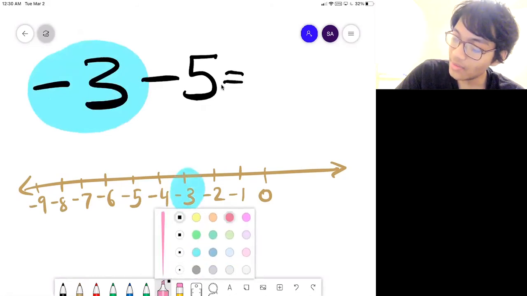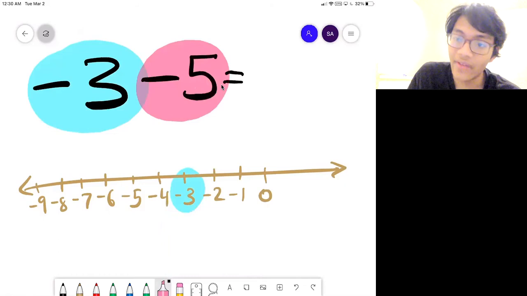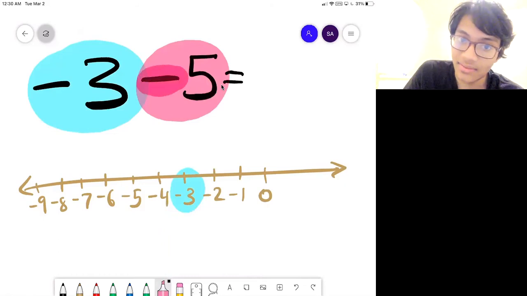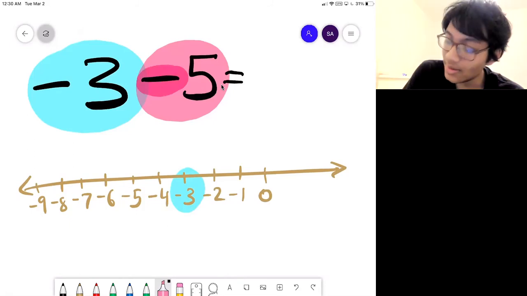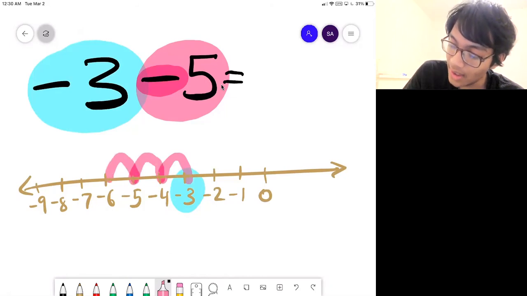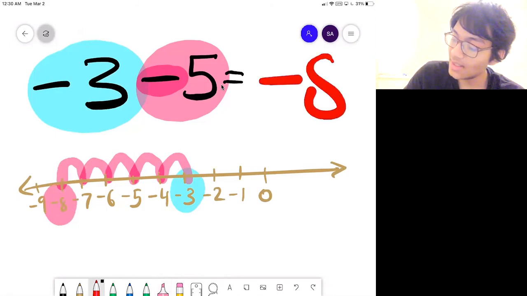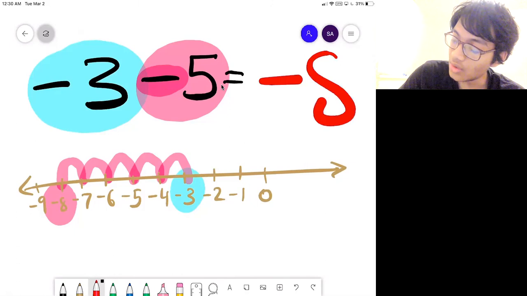How many hops back do I take? I take 5 steps back. How do I know back? Because this is minus, right? Minus means back. So let's start hopping back. All right, I got 1 hop back, 2 hops back, 3 hops back, 4 hops back, 5 hops back. Where do I land? I land at minus 8. Ain't that cool? Minus 8.